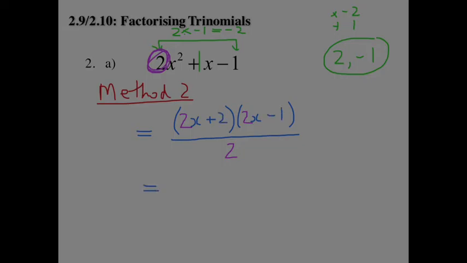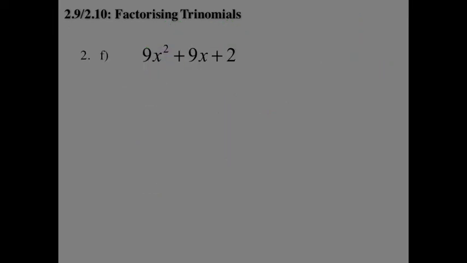Then I look and I see that the first bracket, everything can be divided by the 2. So the 2 is going to go into the first bracket once and once, which leaves me with an answer of x plus 1, 2x take 1. Finished. There are our two methods. Let's go on to 2b.